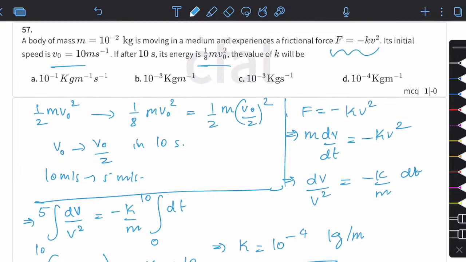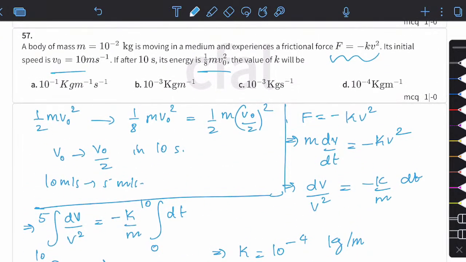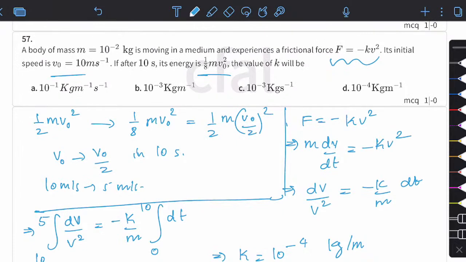Okay, so this might have been the longest problem in the test, which would have taken most of your time. Others are very simple.